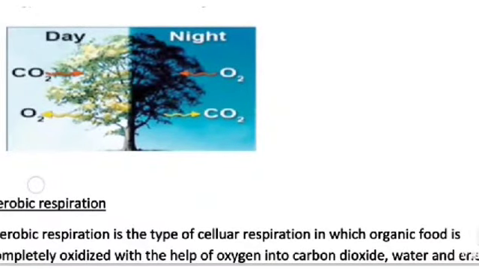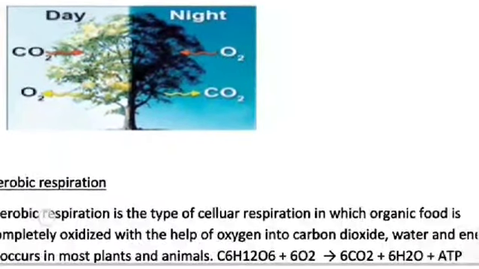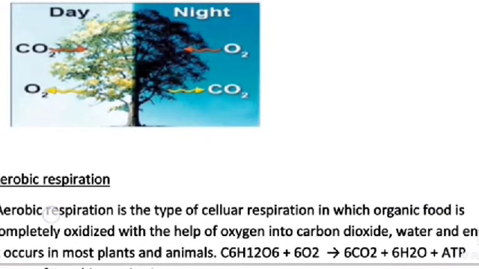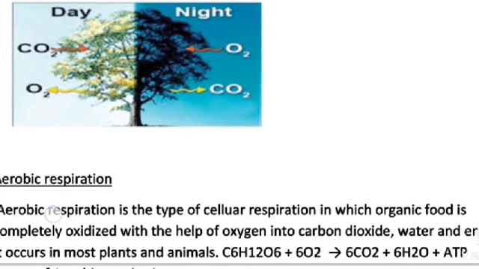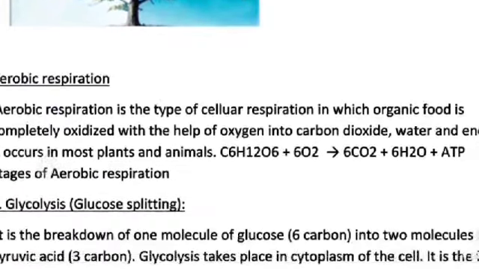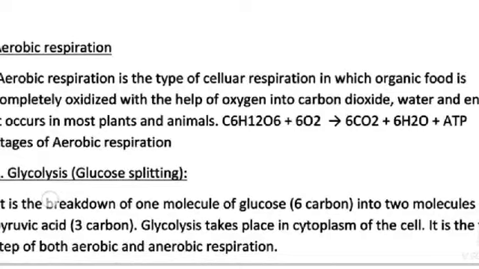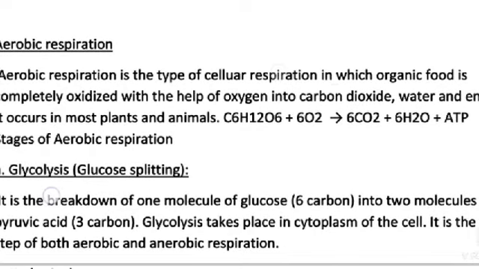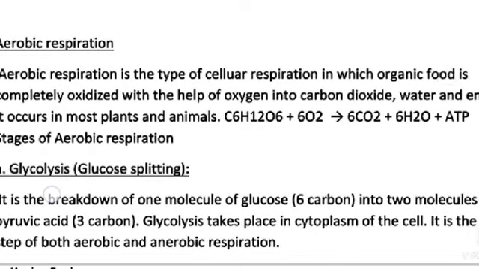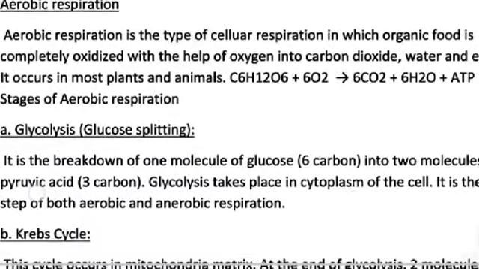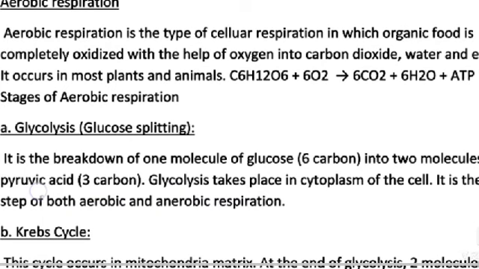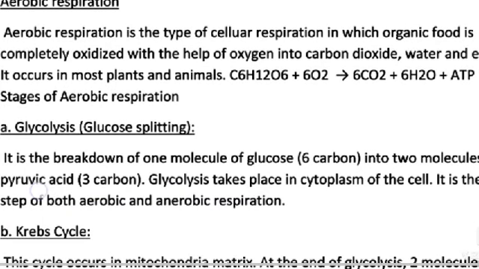See the picture: the plant has intake of carbon dioxide and release of oxygen in the daytime. At night time, oxygen is taken in and carbon dioxide is released. Aerobic respiration. Aerobic respiration is a type of cellular respiration in which organic food is completely oxidized with the help of oxygen into carbon dioxide, water and energy. It occurs in most plants and animals.